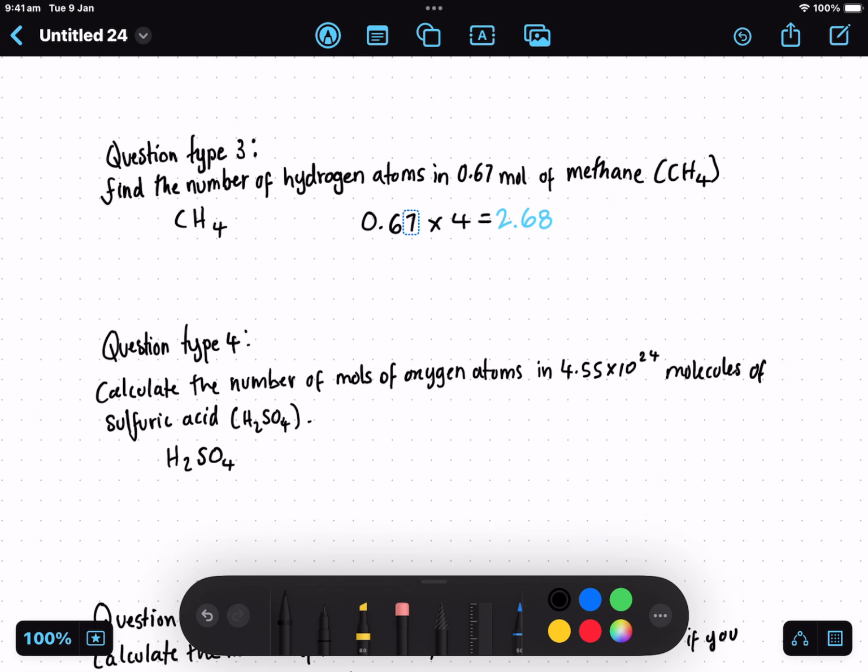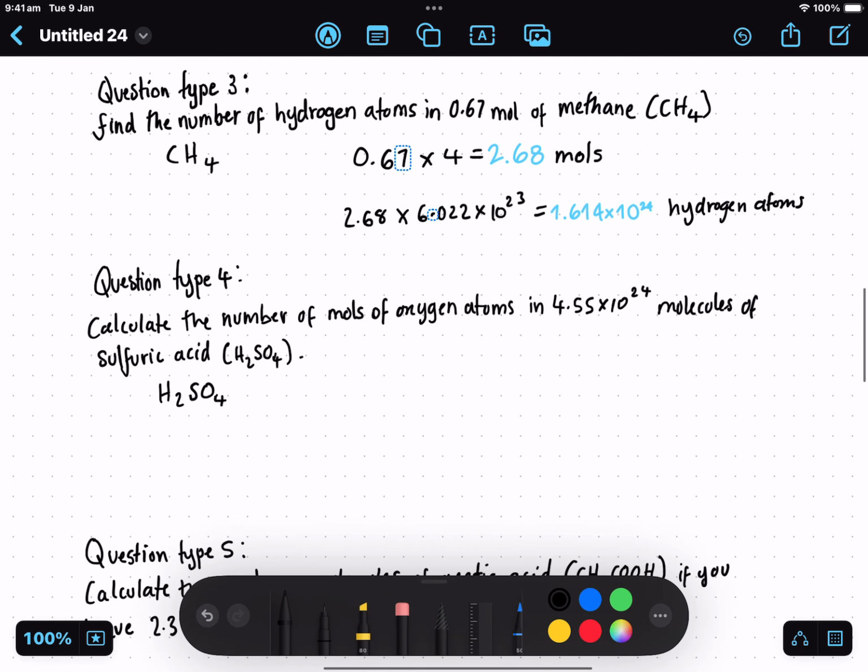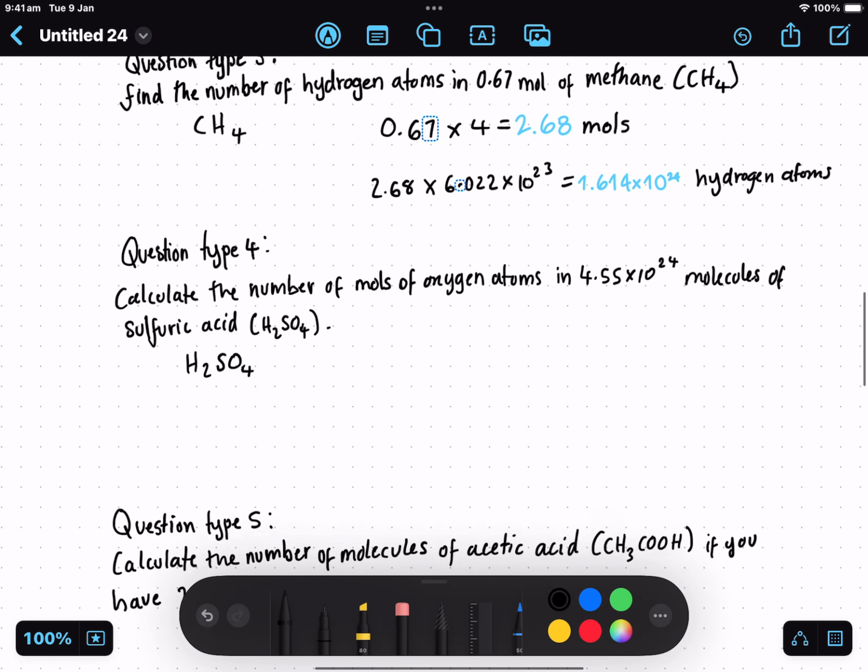Now we're not done yet. The answer we got is in moles, but we need to get the answer in hydrogen atoms. So we have to convert this into hydrogen atoms. All we do is 2.68 times 6.022 times 10 to the power 23. Put this in your calculator and you should get an answer of 1.614 times 10 to the power 24. Don't forget the units, which is hydrogen atoms. So that's how many hydrogen atoms are in that many moles of methane.